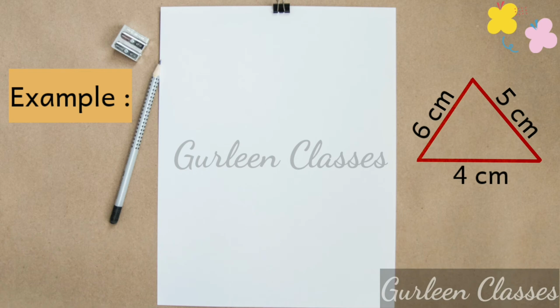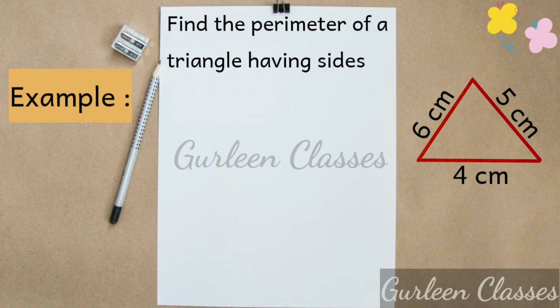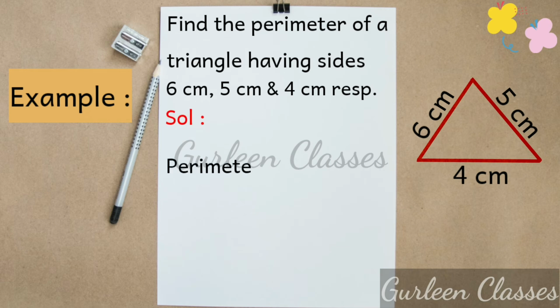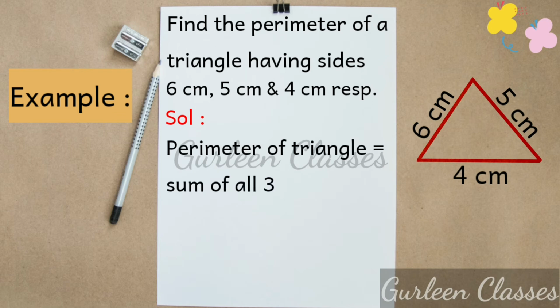So example, find the perimeter of a triangle having sides 6 cm, 5 cm and 4 cm respectively. So we know that perimeter of a triangle is equal to the sum of all 3 sides. 6 cm plus 5 cm plus 4 cm is equal to 15 cm.